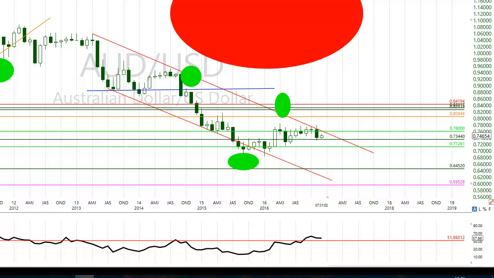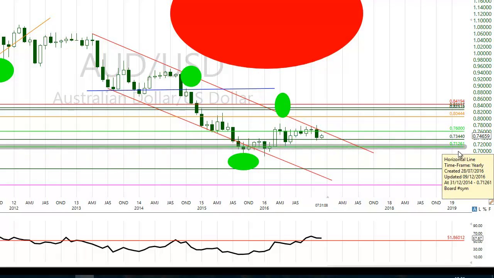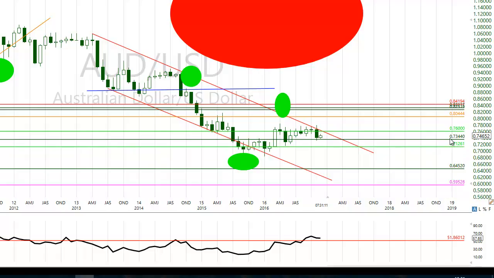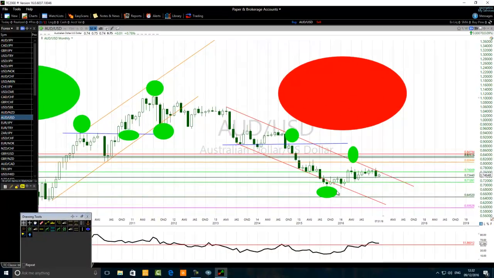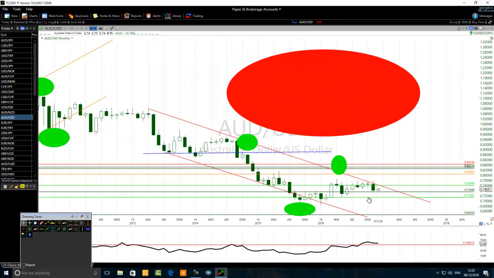If one is trading the Australian dollar, US dollar, the low of that consolidation is at 0.7126. The median line is near 0.7344. All right, so first profit is now taken near that median line. That's the line here, it's near the median line. So they took the first profit here.